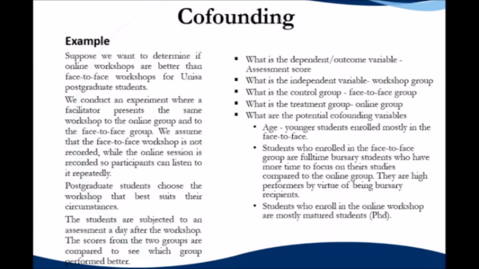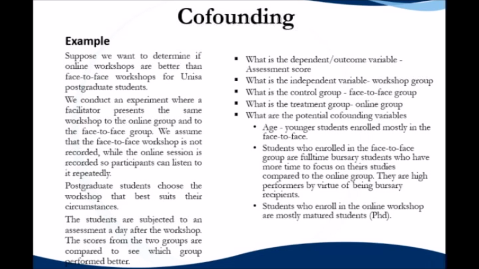And the last one could be, for example, you might find that your more mature students, maybe your PhD students, enroll in online workshops. And the mature students have experience. They have done this in their master's studies. So they have an advantage over your entry students. So if the people in the online treatment do better, is it because online is better, or is it because you had more mature students in that group?